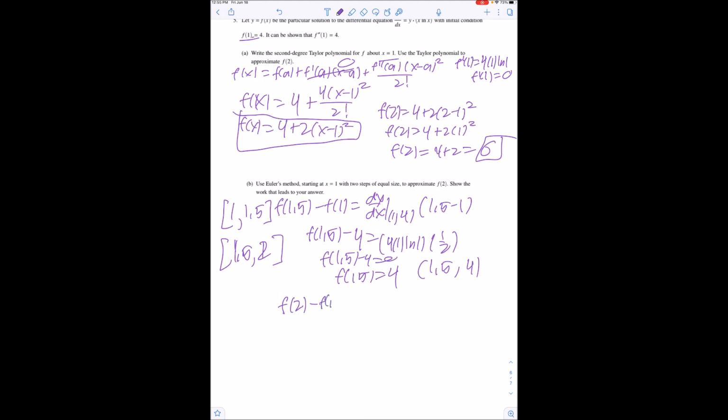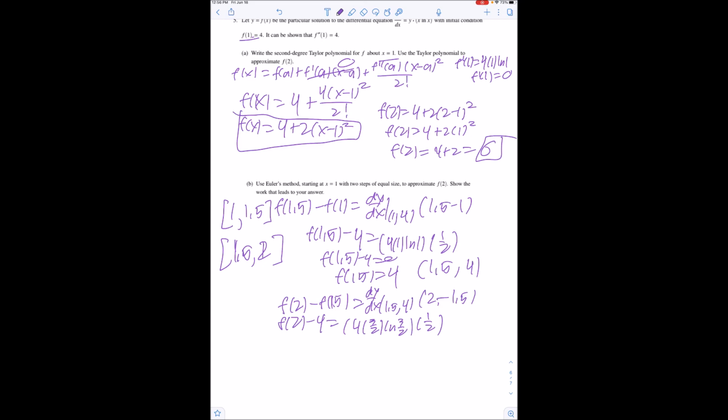So let's do f of 2 minus f of 1.5. Let me write this a little neater. f of 1.5 equals dy/dx at 1.5 times 4 times 2 minus 1.5. So f of 2 minus 4 equals, and this time, since it's 1.5 instead of 1, we won't get the 0 with the ln 1. 4. I'm going to change 1.5 to 3/2 just to make it easier.